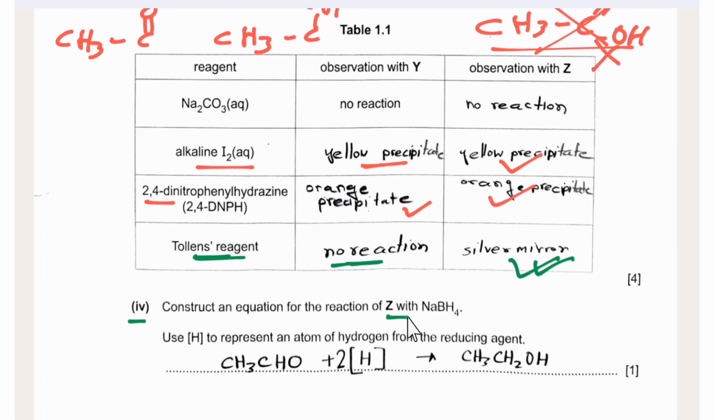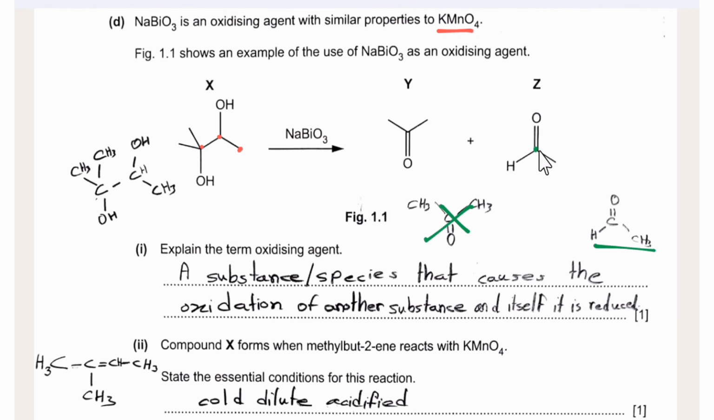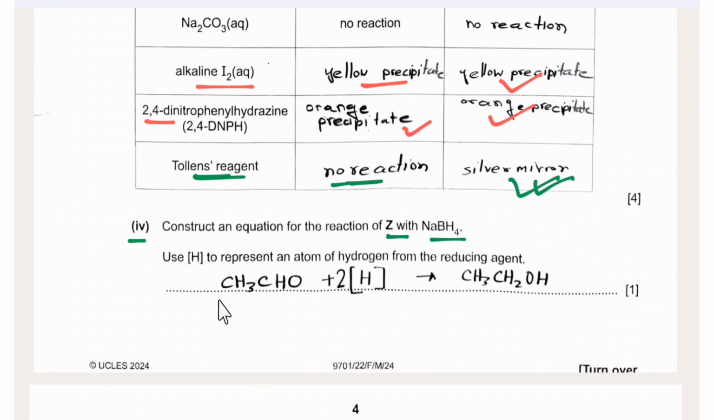Consider an equation for the reaction of Z with NaBH4. So Z is an aldehyde, that is, the CH3CHO group is present. So an aldehyde reacts with NaBH4, and we use [H] to represent an atom of hydrogen from the reducing agent. So the aldehyde reacts with this reducing agent, NaBH4, represented by this symbol, to form ethanol. Since it is a 2-carbon aldehyde, it would be converted to ethanol.